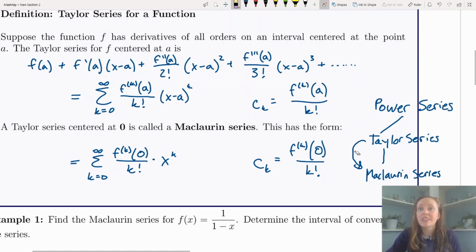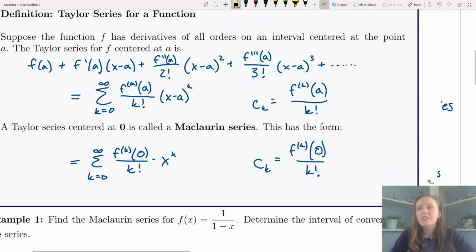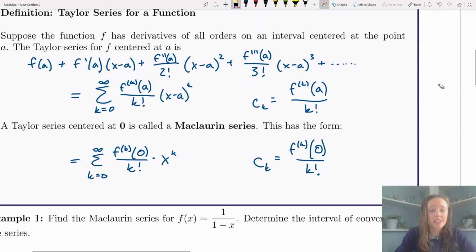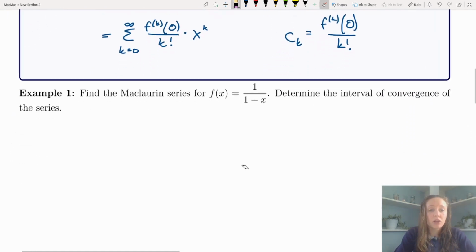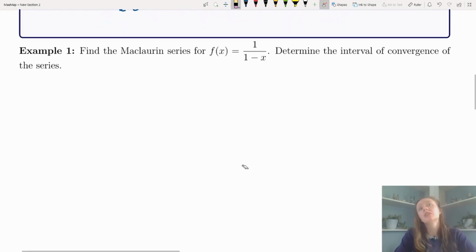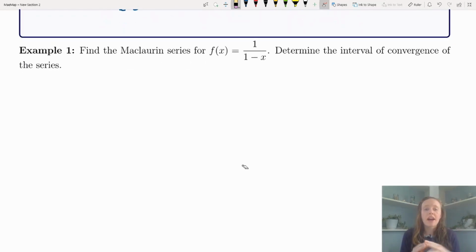But hopefully that clears up any information and helps you understand the difference between power, Taylor, and Maclaurin series. But for now, let's continue on and actually jump into this example. Example 1 says that we're going to be finding the Maclaurin series for f of x, which I'm defining as 1 over 1 minus x. And then I'm going to determine that interval of convergence.